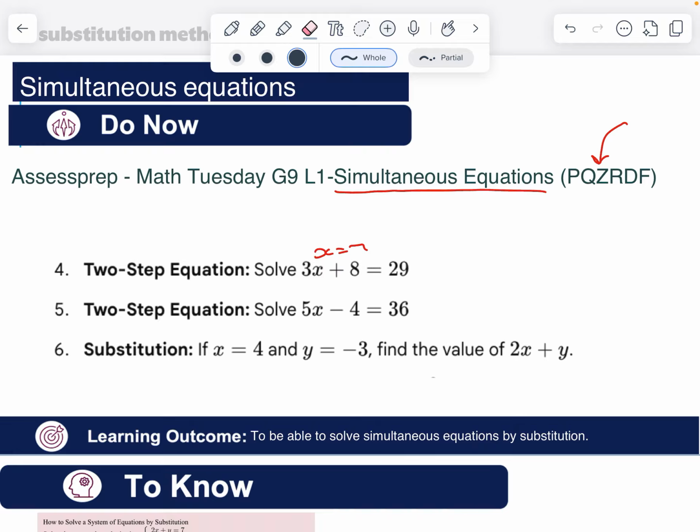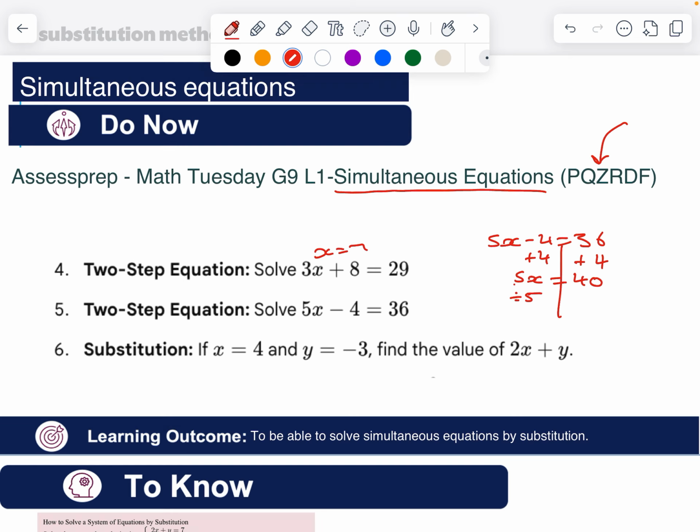Okay, I'm going to erase this. You can rewind it if you need it. Right, I've got 5x minus 4 is 36. So the first step to get rid of that 4, I need to add 4. But what you do to one side, you do to the other. 5x equals 40. Then, because that means 5 times x, I need to divide both sides by 5. 5 divided by 5 is 1. 40 divided by 5 is 8. So the second one, x is 8. You can always try by doing 5 times 8, which is 40, minus 4 is 36. Okay, you can always check your answer.